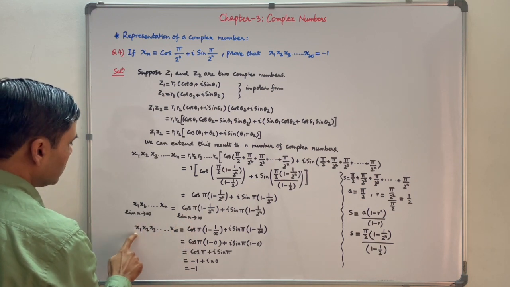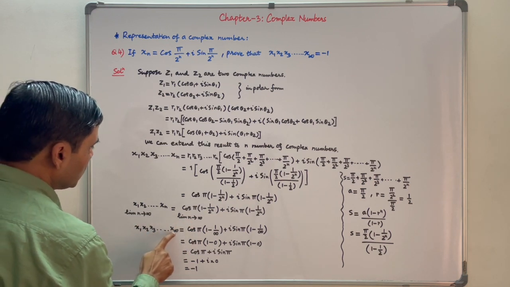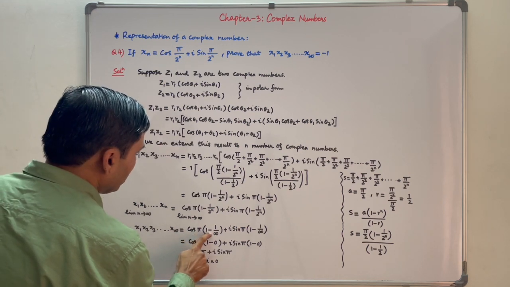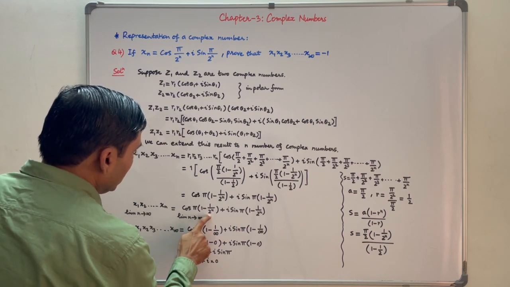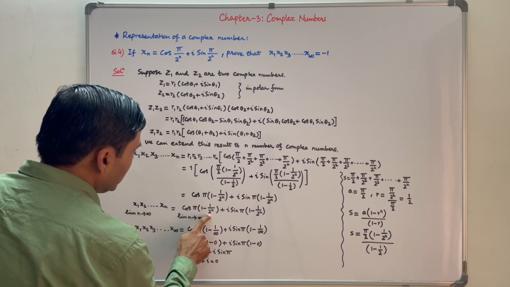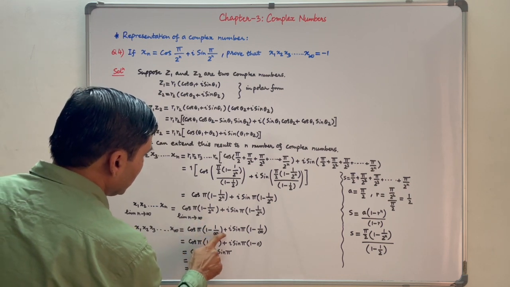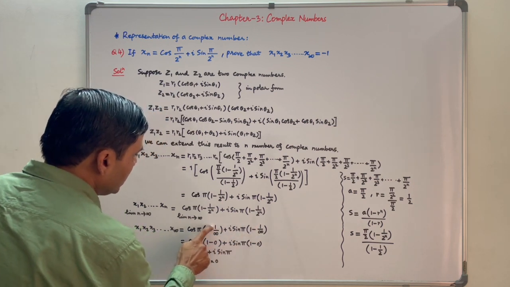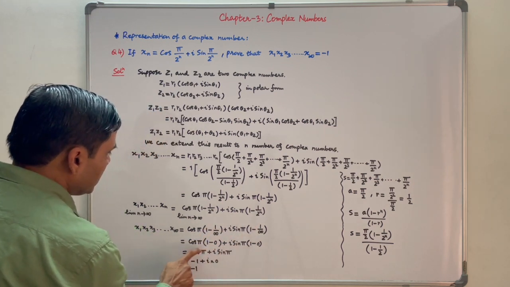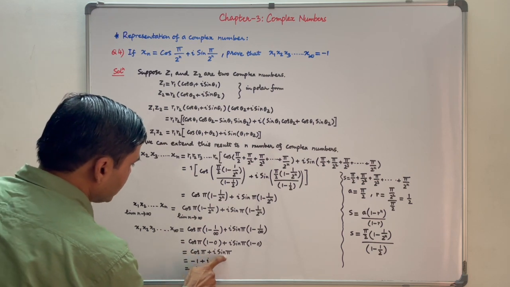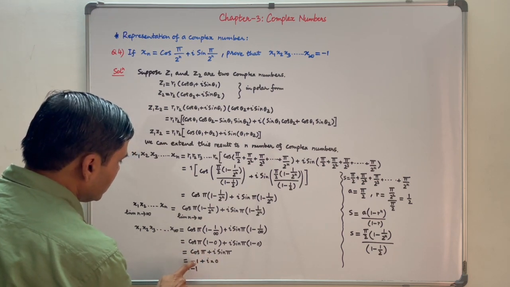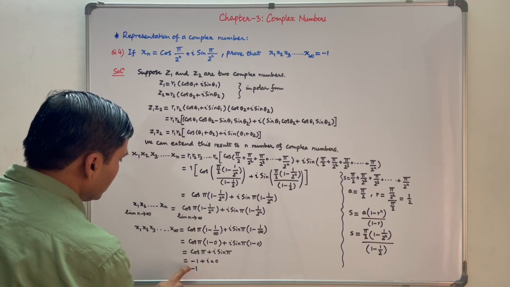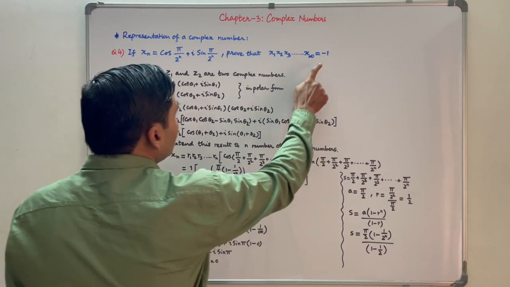So it will be x1, x2, x3 and so on up to x infinity is equal to cos (pi into (1 minus 1 by 2 to power infinity, which will be equal to infinity)). So 1 minus 1 by infinity, plus i sin (pi into (1 minus 1 by infinity)). 1 by infinity is equal to 0. So it can be simplified as cos pi plus i sin pi. Value of cos pi is equal to minus 1 and sin pi is 0. So the result is minus 1, which we had to prove.